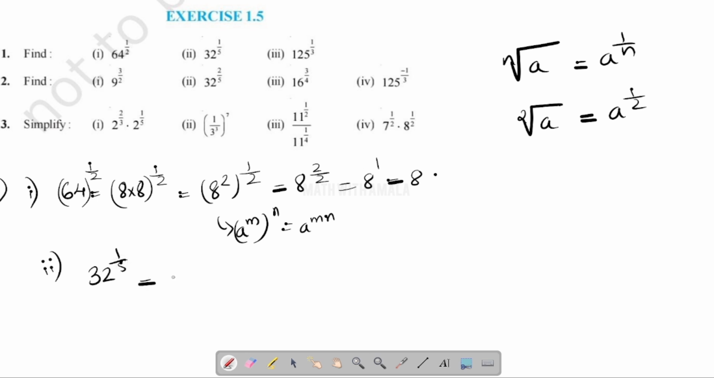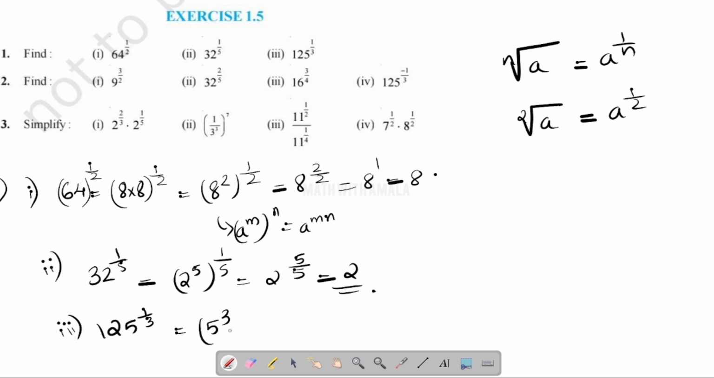Second part of the first question, 32 whole raised to 1 by 5. 32 can be written like 2 raised to 5. That is (2 raised to 5) whole raised to 1 by 5, which is equal to 2 raised to 5 by 5. That is 2 raised to 1, equal to 2. Here also we can give the same exponential law that we have given for the previous one. Third question, 125 whole raised to 1 by 3. 125 is the cube of some number, so actually it is the cube of 5. So (5 cube) whole raised to 1 by 3. So you can make the exponent as 1: 5 raised to 3 by 3, which is equal to 5 raised to 1, that is 5.